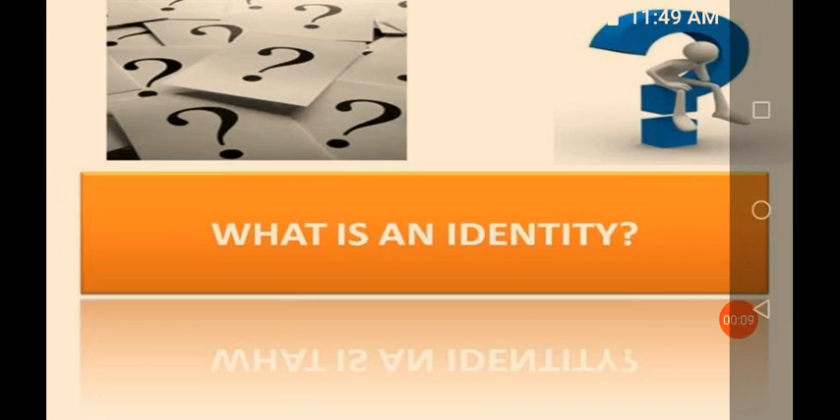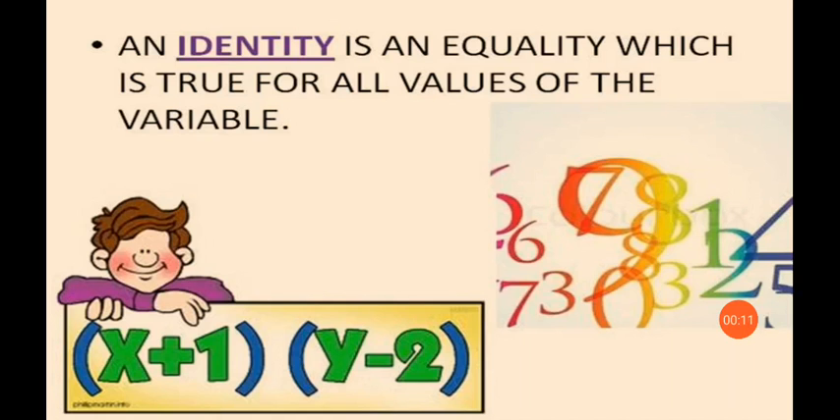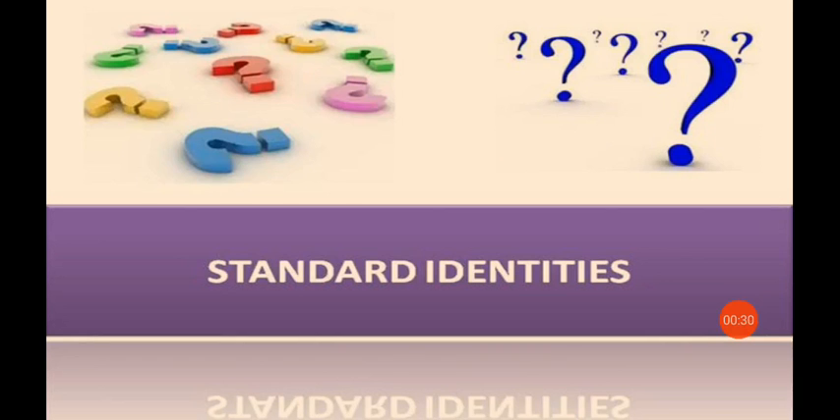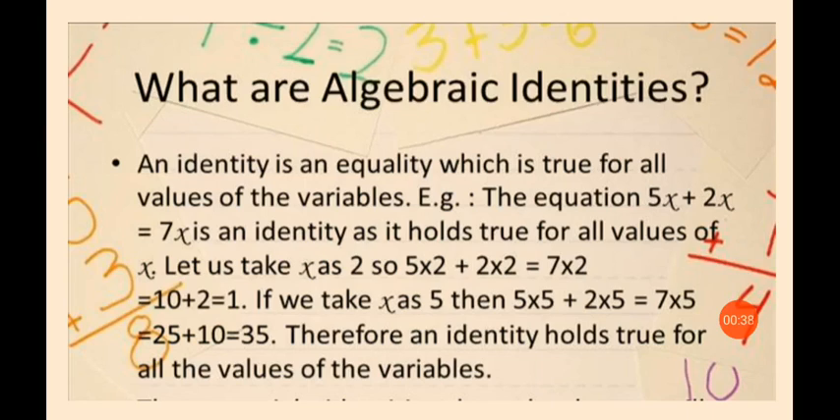So, first of all, we will learn what is an identity. An identity is an equality which is true for all values of the variable. Means any identity having equal sign, and if it is true for all the values of variable, then it is known as identity. Now there are some standard identities. Most of you have learned few of the identities earlier also.